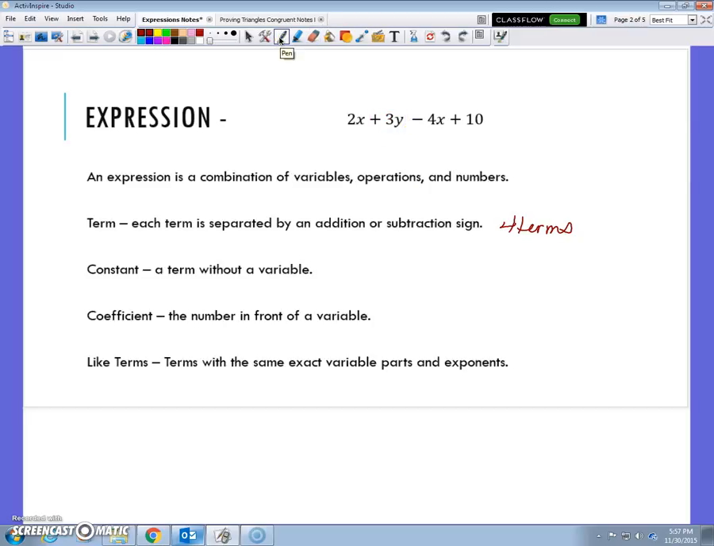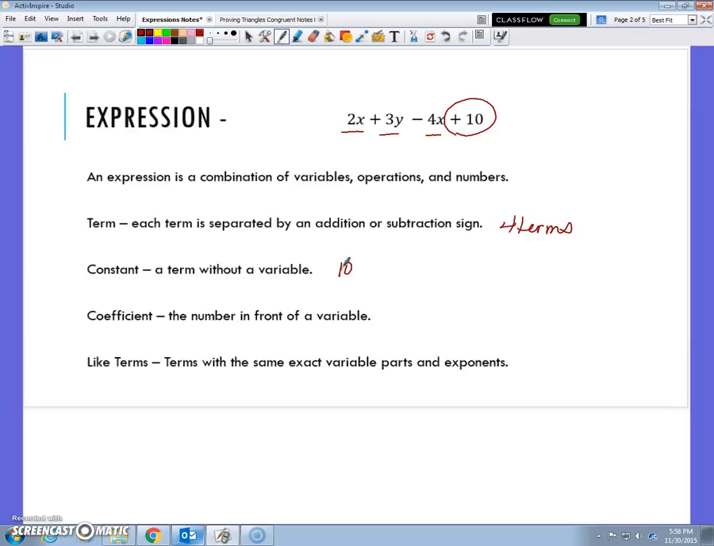That's really, really important. Okay, a constant is a term without a variable. So looking up here, the first term has a variable, the second term has a variable, the third term has a variable, the fourth term does not have a variable. So in this case, the constant would be 10. Okay, the number 10.